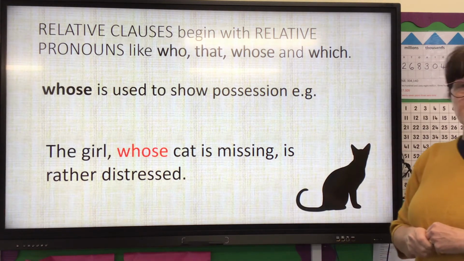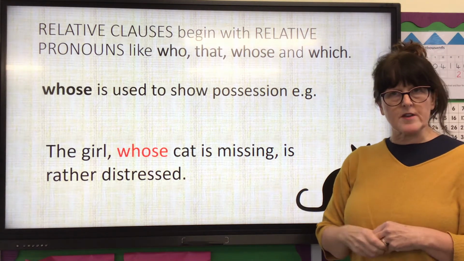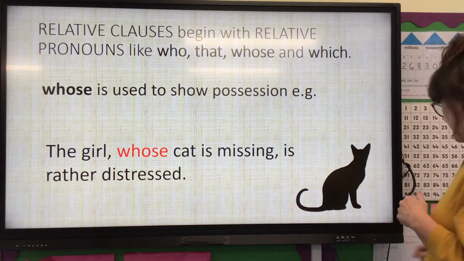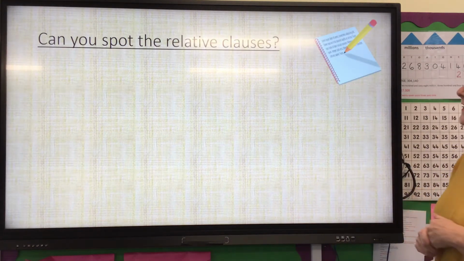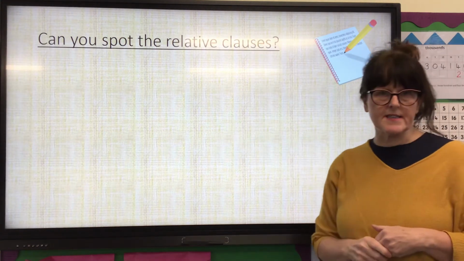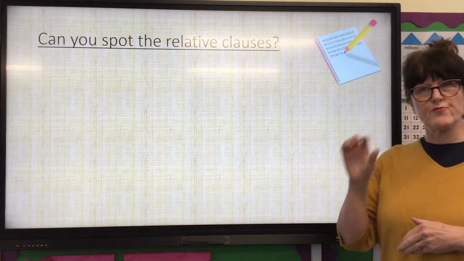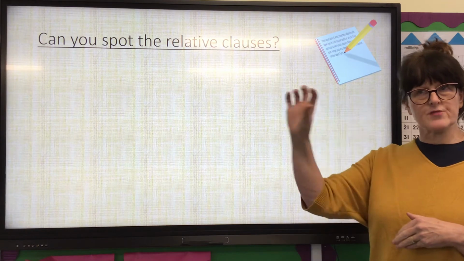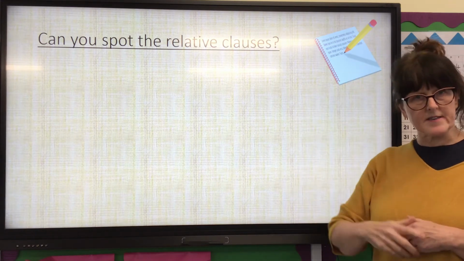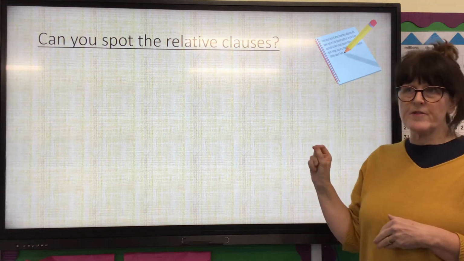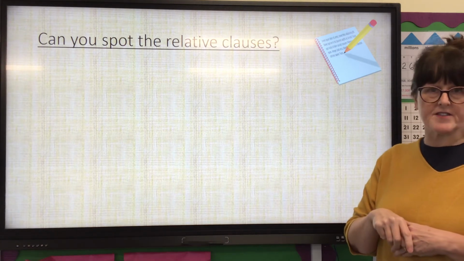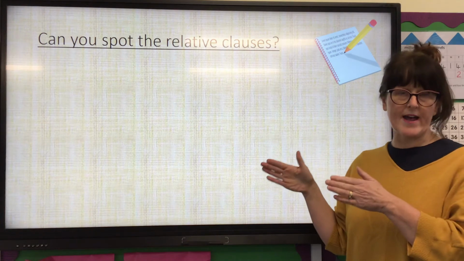Right, get your pen and pencil ready because you've got a little bit of practice with relative clauses and relative pronouns. I'm going to give you some sentences and I'd like you to read them through and see if you can spot the relative clause and just write out the relative clause against the number of the sentence. Do remember the relative clause doesn't always sit in the middle of the sentence. It can go at the end.